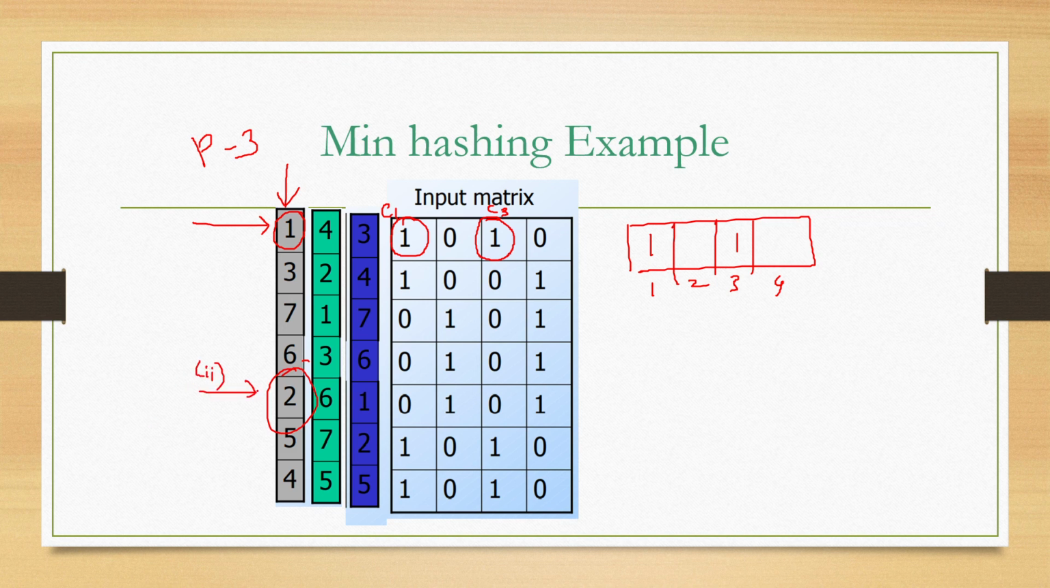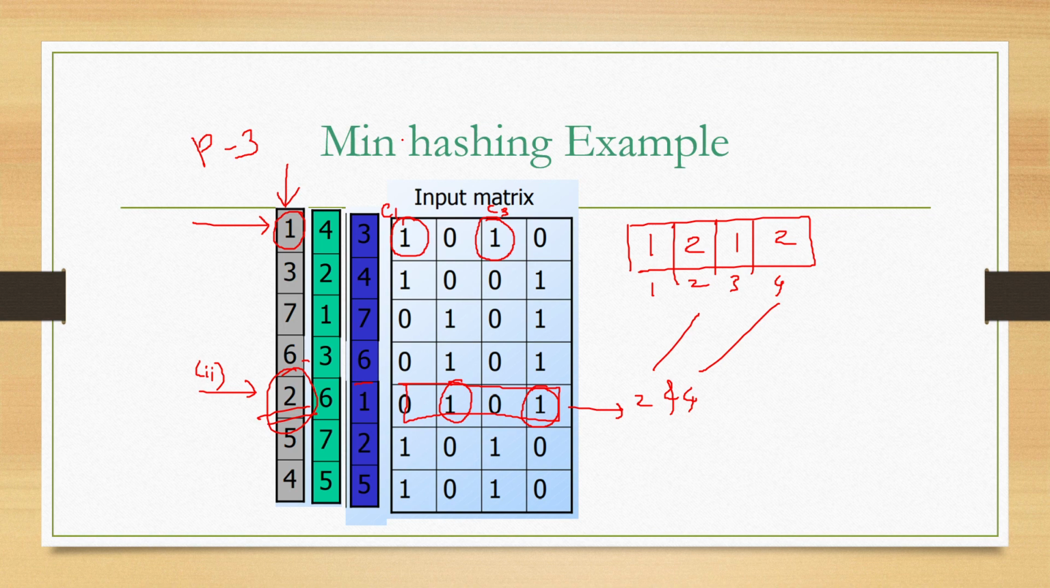So this is the second row which we are processing. 1 is present at 2 and 4. So it is present at 2 and 4. We will be writing at 2 and 4. What will we write? We'll write 2. And this is the signature matrix for the third permutation.